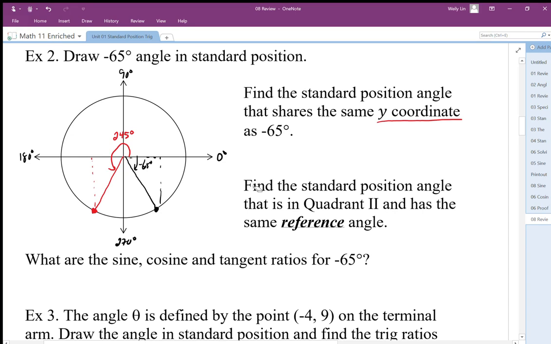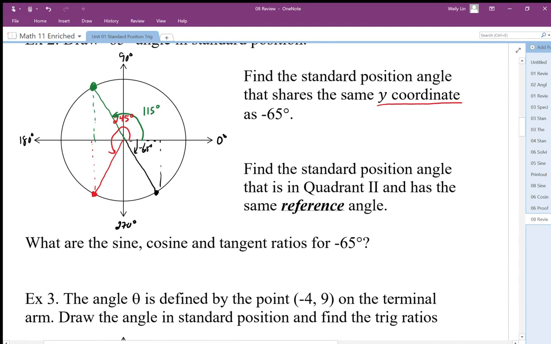So the other part of this says, find the standard position angle that's in quadrant 2 that has the same reference angle. Well, the quadrant 2 angle is going to be this one here, so it's going to be directly opposite to give us the same reference triangle. Okay, so there's our position. The angle measured in that direction is going to be 180 plus negative 65, so it's going to be 115 degrees. Okay, so there's our quadrant 2 angle.